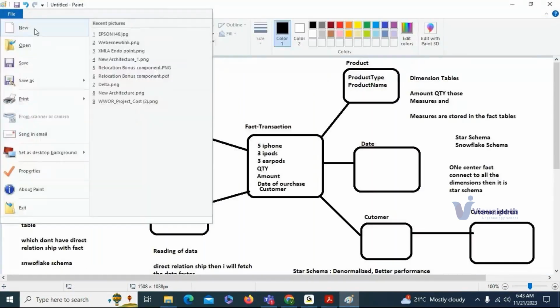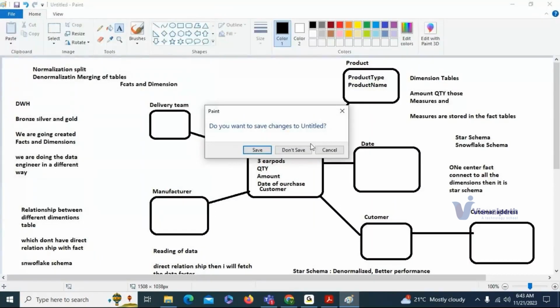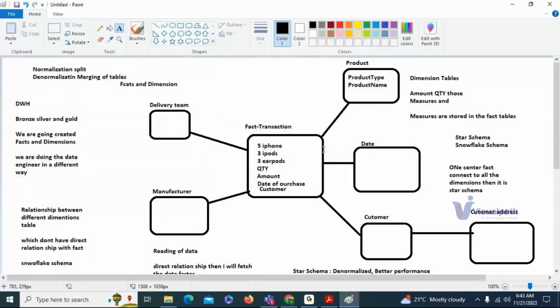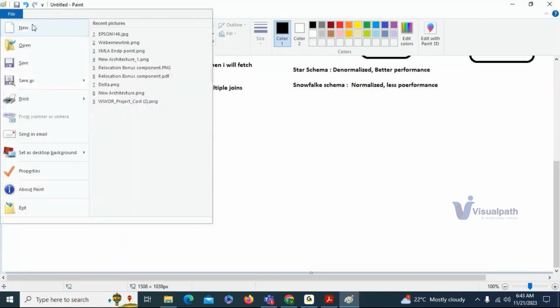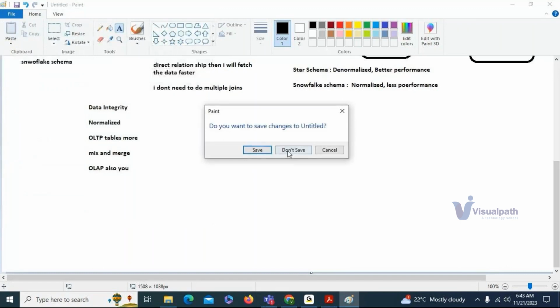Vinod, yes, please. In a real-time scenario, what we have explained in terms of snowflake schema and star schema, this database is already available, right? What do we do as a data engineer? I will explain that.